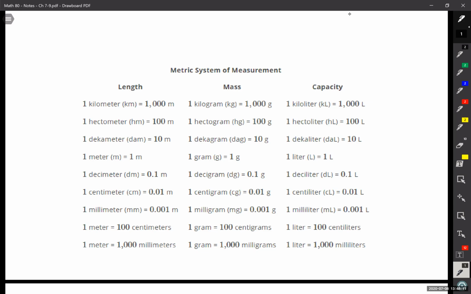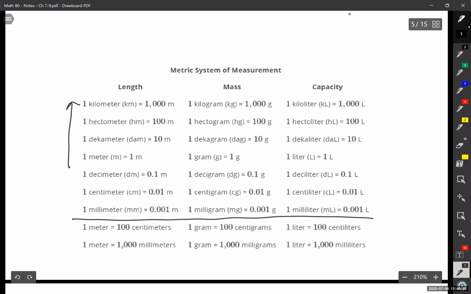So to go meter, decameter, hectometer, kilometer, when we're going up, we have bigger and bigger powers of 10. When we're going down, we have smaller and smaller powers of 10. Oops, I went a little too far.